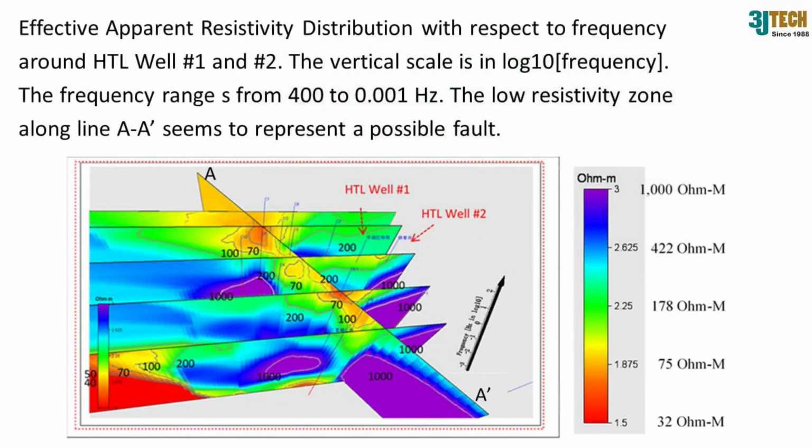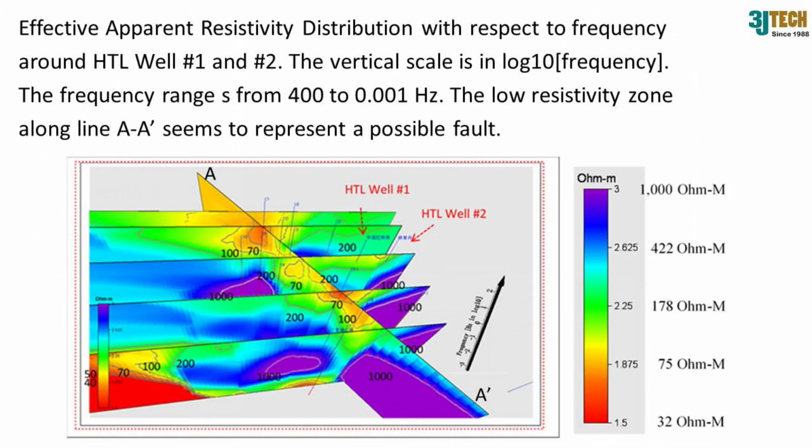This slide shows our MT array results around the area. It shows no evidence of geothermal reservoir around the 2 wells. In the figure, the effective apparent resistivity is used. The vertical scale is in log 10 frequency. The frequency ranges from 400 to 0.001 Hz. HTL No. 2 is close to a low resistivity zone at the local surface. It may explain why HTL No. 2 is better in temperature and flow rate.